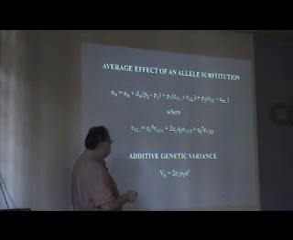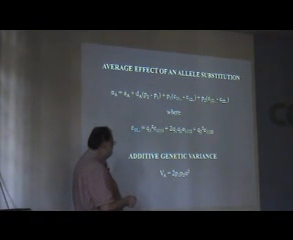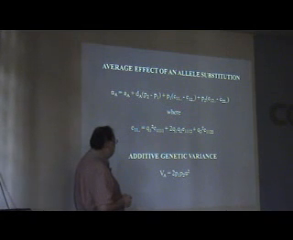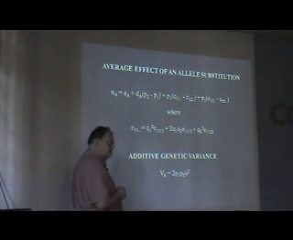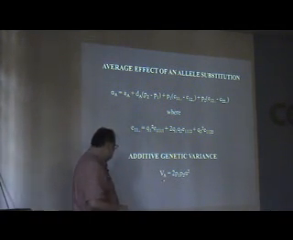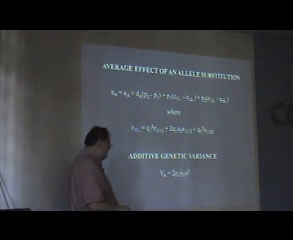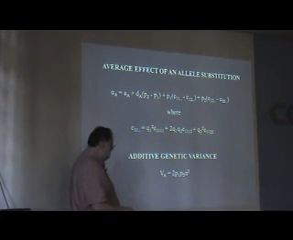What's important to notice is that they contain these epistatic genotypic values, and they contain the allele frequencies, both at the locus of interest, the P1 and P2 here, and at the interacting locus. So now we've introduced allele frequencies into the situation. And the additive genetic variance, or the heritable variance, is simply 2P1P2 times the average effect of an allele substitution squared.